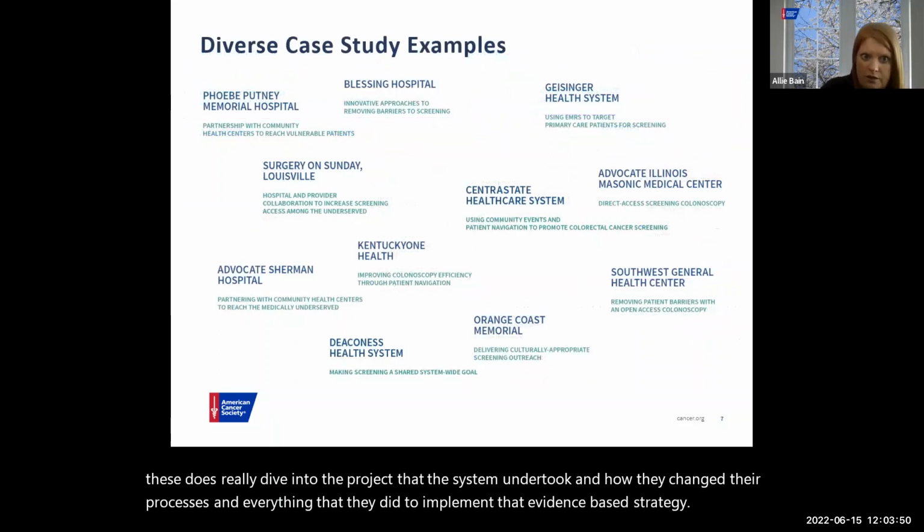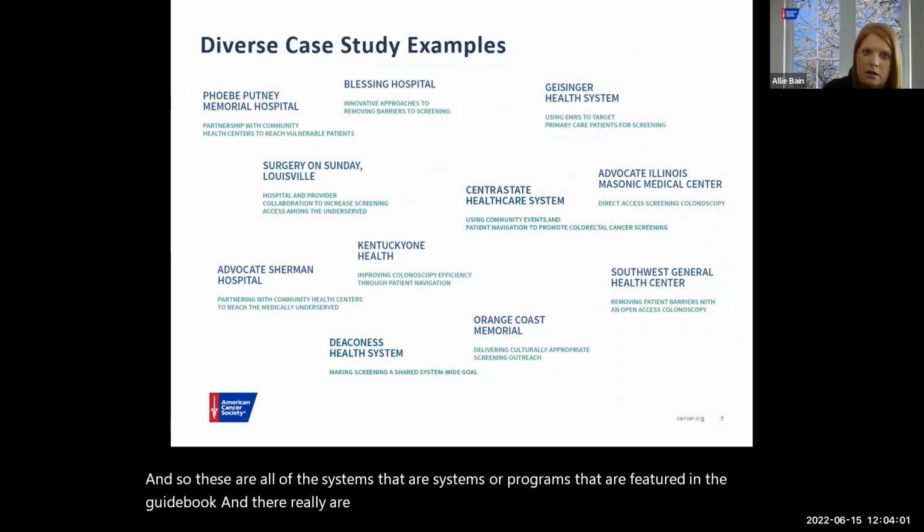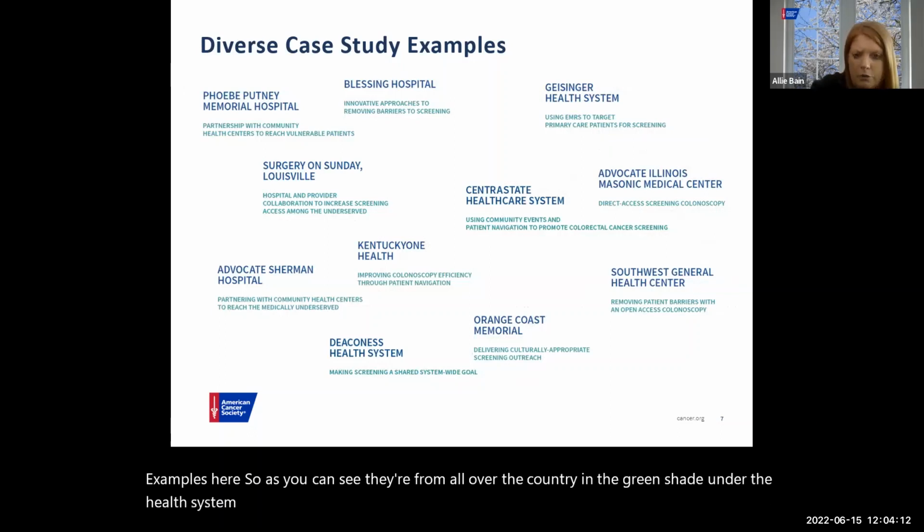And so these are all of the systems or programs that are featured in the guidebook. And there really are some diverse examples here. As you can see, they're from all over the country. In the green shade under the health system name, you can see what they focused on, which again is pretty diverse. So lots of opportunities to see what has worked well for other systems.